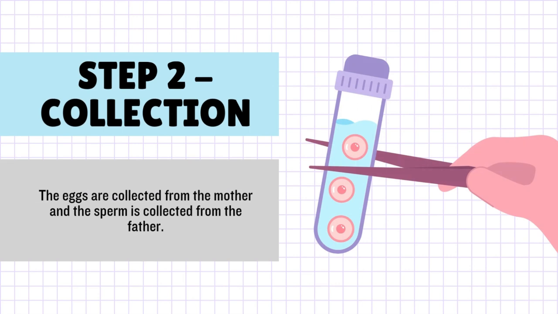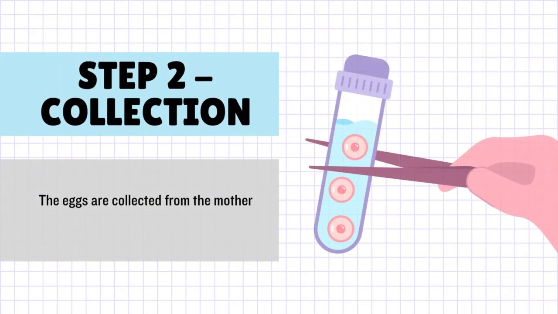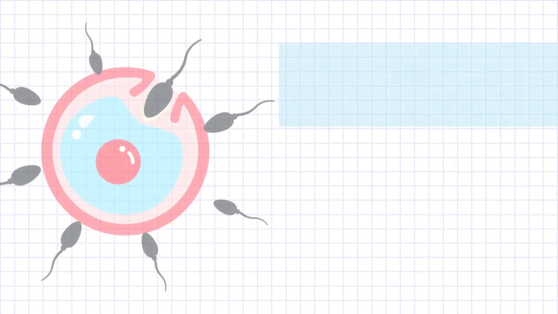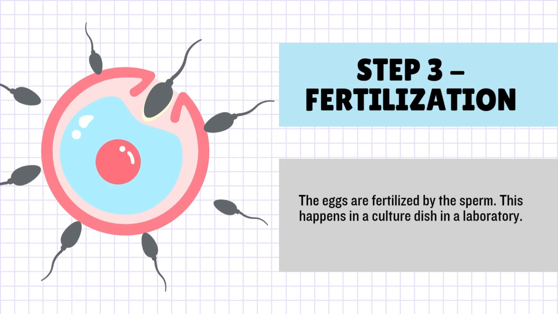Step 2. Collection. The eggs are collected from the mother and the sperm is collected from the father. Step 3. Fertilization. The eggs are fertilized by the sperm. This happens in a culture dish in a laboratory.